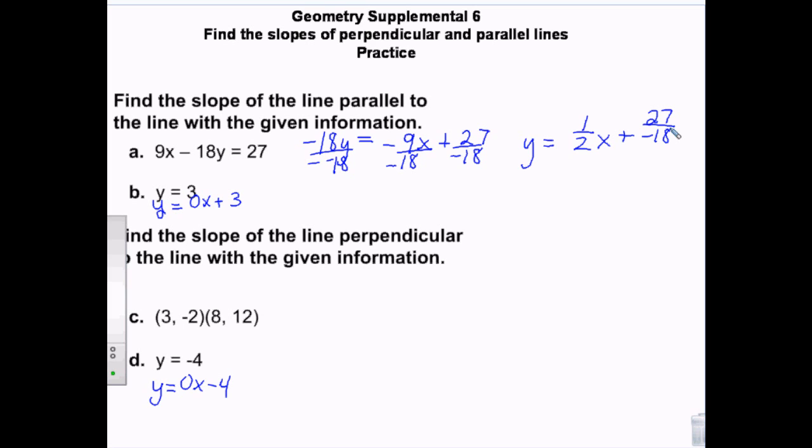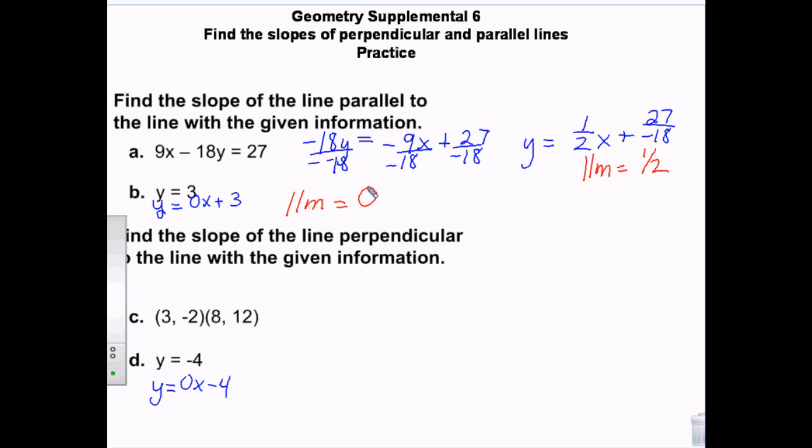I'm looking for the slope parallel to that. So my parallel slope in this instance is also going to be 1/2. And here my parallel slope is 0.